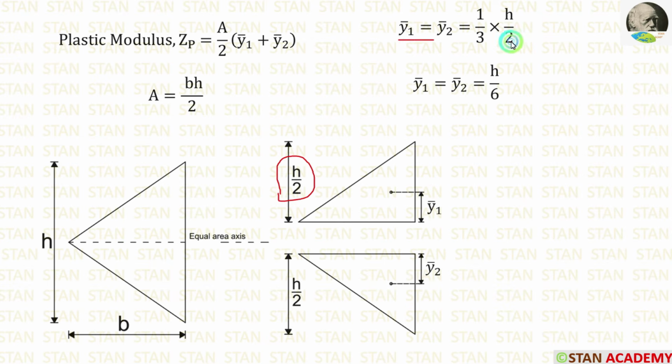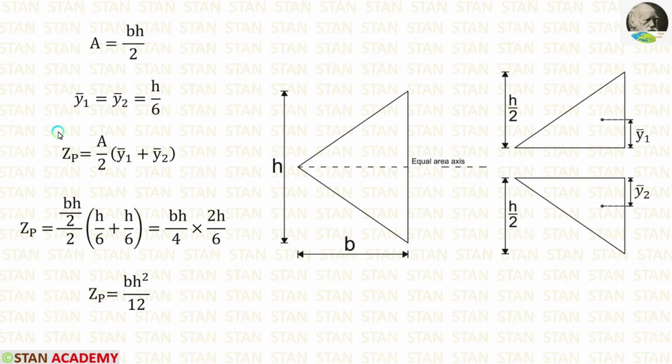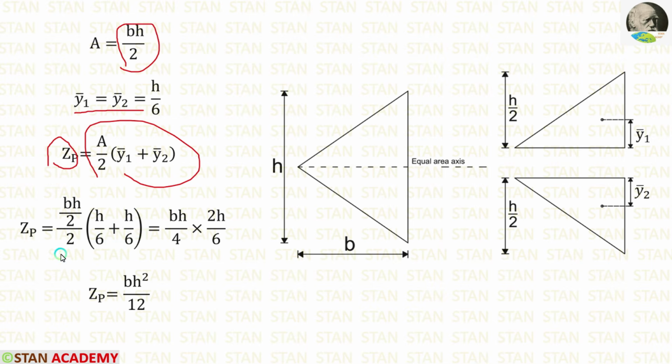So y1 bar is equal to 1 by 3 into h by 2. Here you can see that both of these triangles are having the same shape. So y1 bar will be equal to y2 bar, which is equal to h by 6. Now let us calculate Zp. In this formula, we know the area value, y1 bar value and y2 bar value. We can apply all of them.